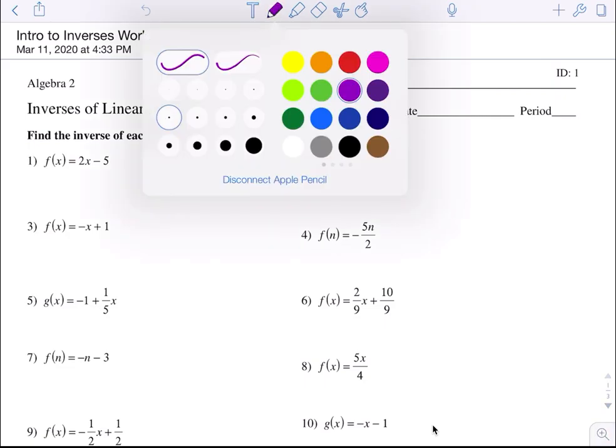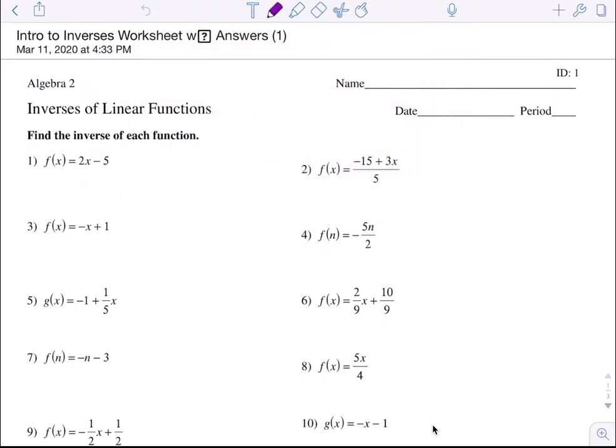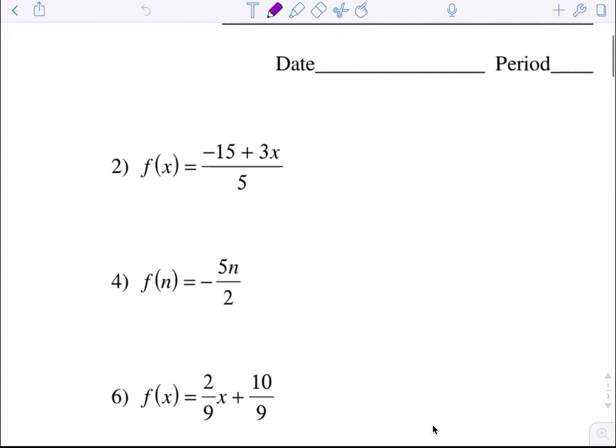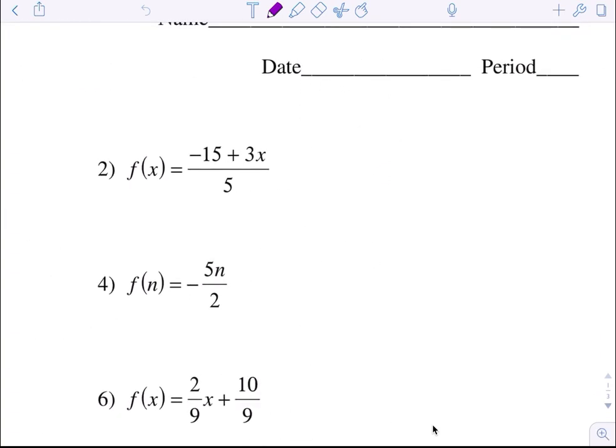Alright, so here is your guys' homework on inverses, just with linear functions for now. Remember, you guys are doing evens, okay? So here's your guys' equation. So now we're going to make it exponential.